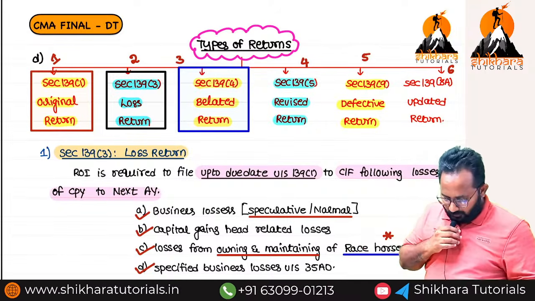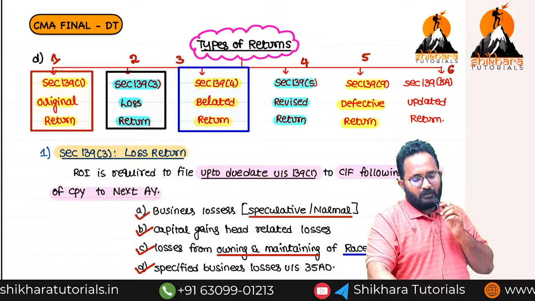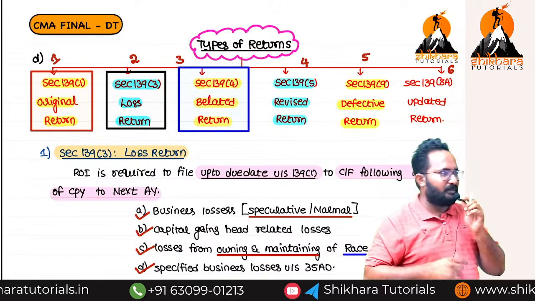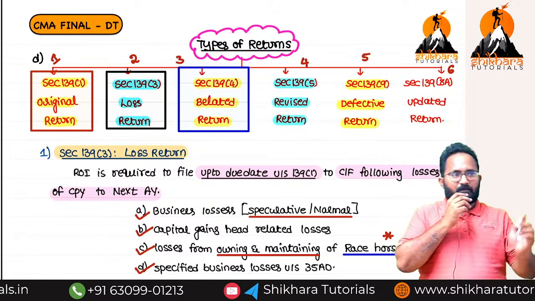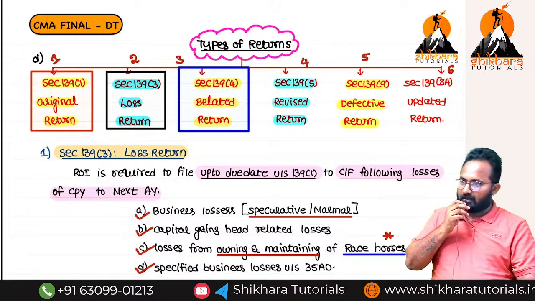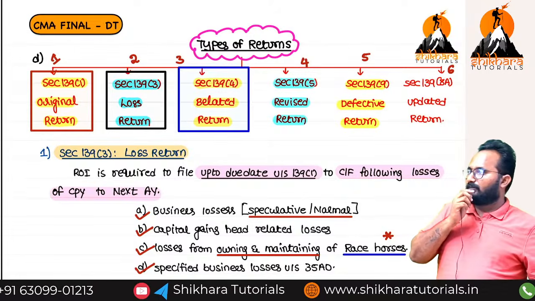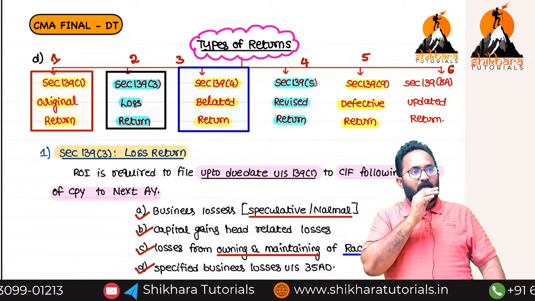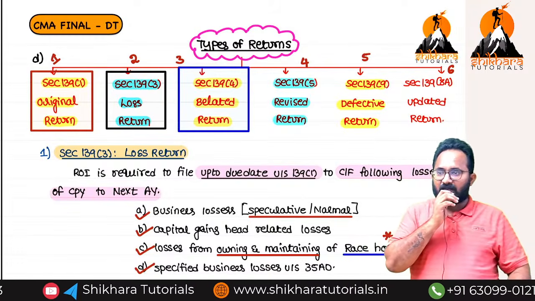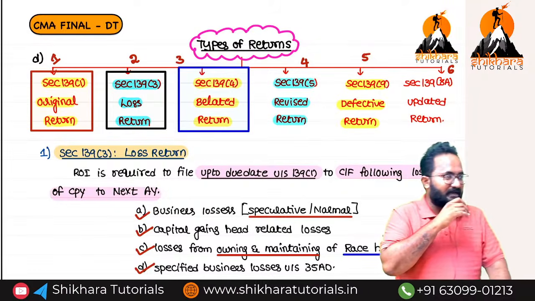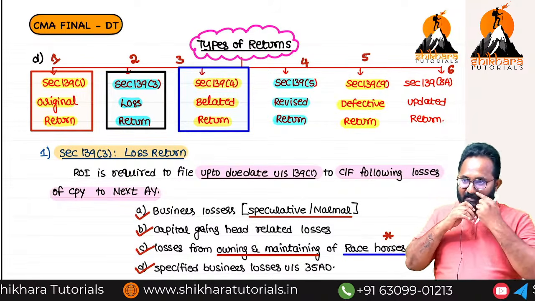Before going to the next concept, I want to know the belated return time limit. If you want to file the belated return, what is the time limit? Earlier of the 2 dates. What are they? 3 months prior to the end of the relevant assessment year or assessment completion, whichever is earlier. Is assessment completion a computed figure or given data? Given data. In the exam, they will always give the data related to assessment completion. 3 months prior to the end of the relevant assessment year, what is that exact date? 31st December of the assessment year.